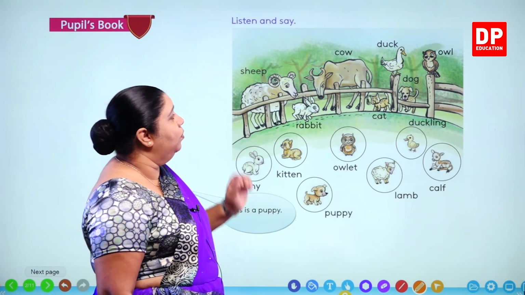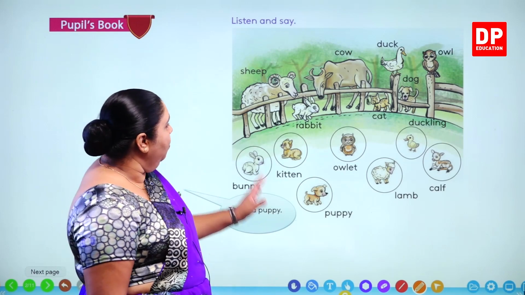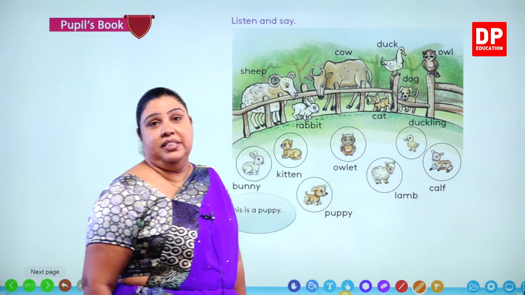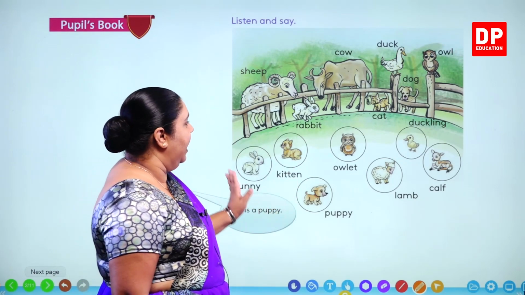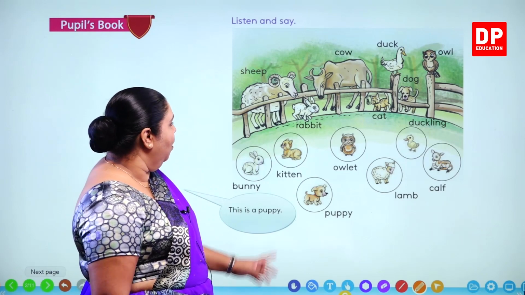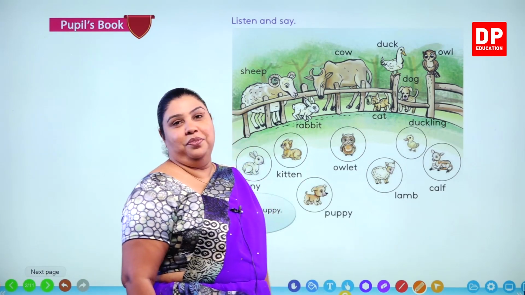Let's take a good look at the pictures. Now here we have some animals and birds. And then here we have their babies. The pictures of their babies over here.